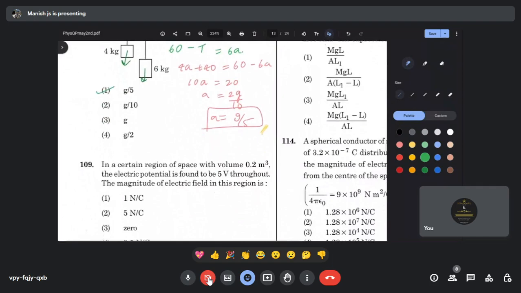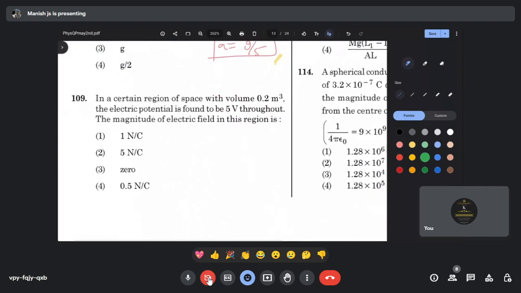Question number 108 done. So next question, question number 109. In a certain region of space with a volume of 0.2 meter cube, the electric potential is found to be 5 volt throughout. What is the magnitude of electric field in this region? So what formula can be used to solve this?